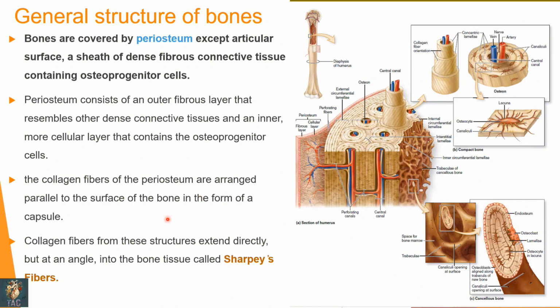Very important, another structure, that is collagen fiber. From this structure, fibers extend directly at an angle into the bone tissue, called Sharpey's fibers. So these Sharpey's fibers are the type of fiber where the tendons of the muscles are attached to the bone, so they give strength to the tendons of the muscle as well as the bone. Here the collagen fibers are present at an angle, where we call these fibers Sharpey's fibers or the perforating fibers.